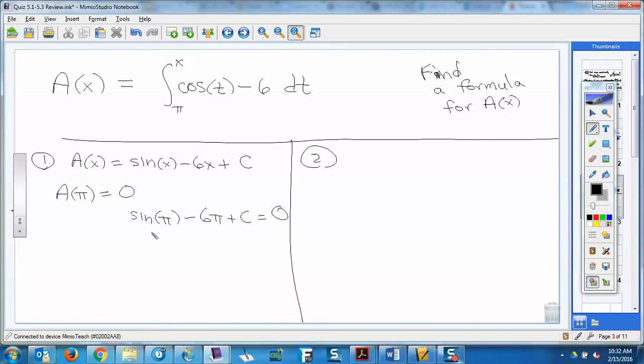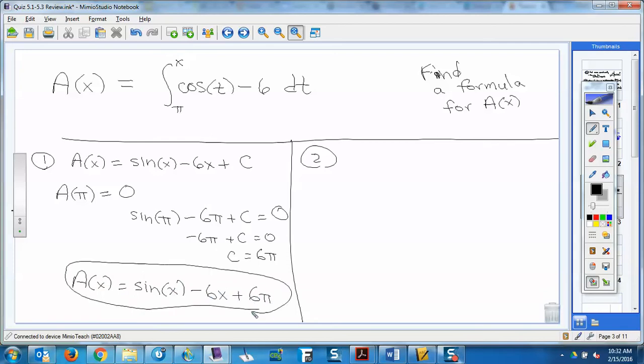What's sine of pi? 0. So this would be negative 6 pi plus c equals 0. So c would equal 6 pi. So my function would be sine x minus 6x plus 6 pi. That would be this function. Now, isn't that the antiderivative of what's inside there, right? We could test it by doing the derivative. The derivative of sine is cosine, sure enough. Derivative of 6x is 6, and then the 6 pi is just a constant, it would go away. So that's one way we could do it.